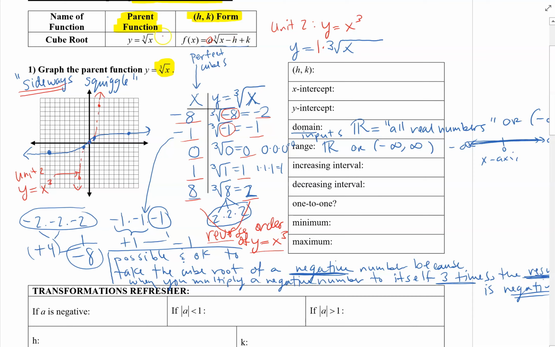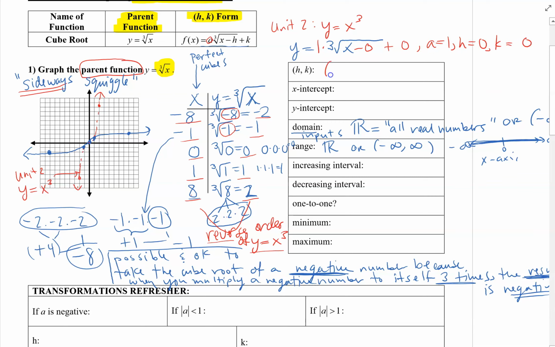Now notice in the parent function, there's nothing inside the cube root. So that means that h is 0. And then there's nothing being added here. So then that means that my k value would be 0. So for the parent function, we would say that a is 1, h is 0, and k is 0.